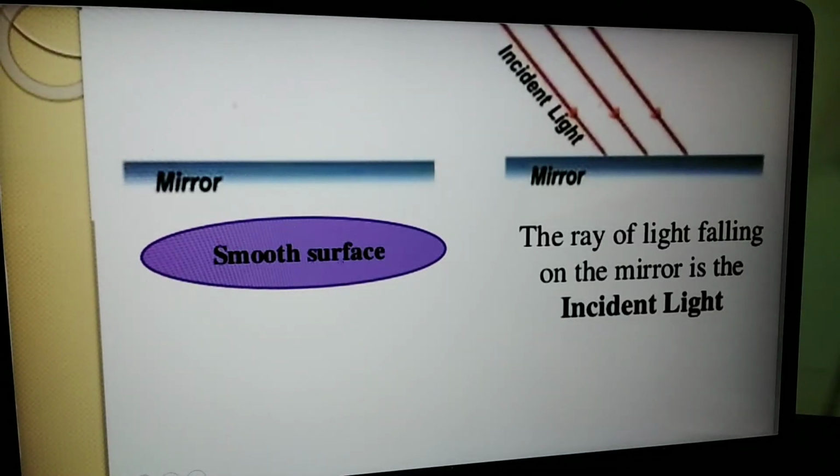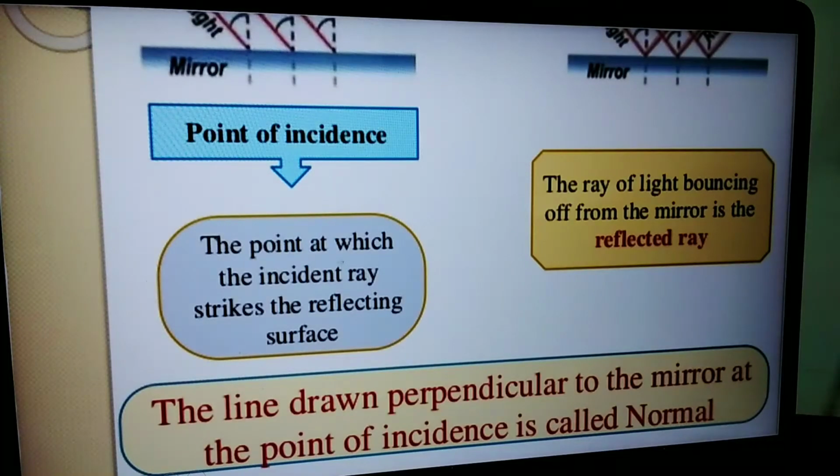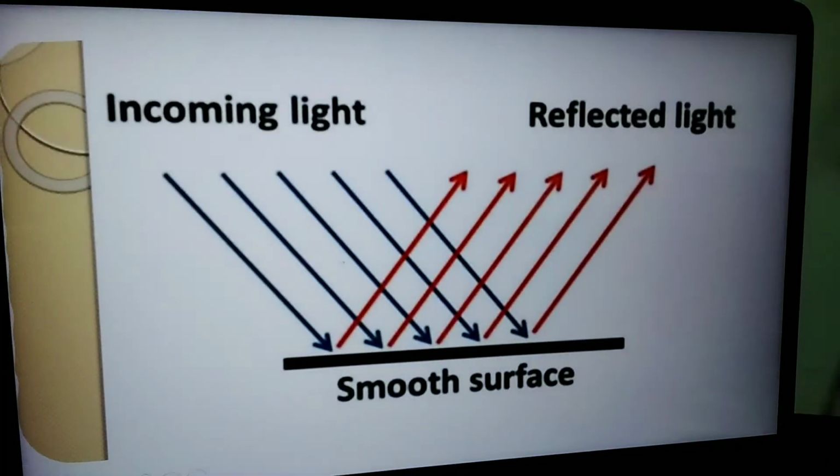Now, on a smooth surface, the ray of light falling on the mirror is the incident ray. The point at which the incident ray strikes the reflecting surface is called the point of incidence. The ray of light bouncing off from the mirror is called the reflected ray. The line drawn perpendicular to the mirror at the point of incidence is called the normal.